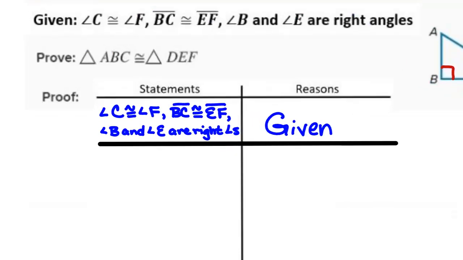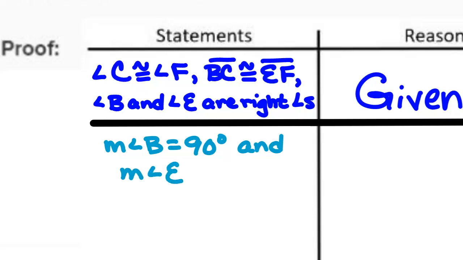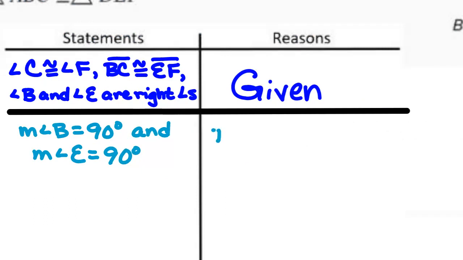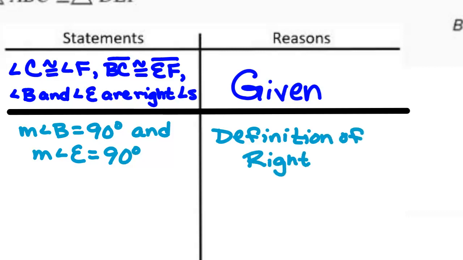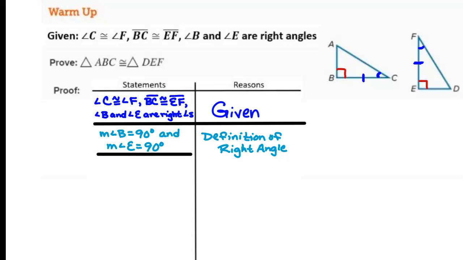How big are right angles? 90 degrees. So the measurement of angle B is 90 degrees. And the measurement of angle E is also 90 degrees. That is the definition of right angles. There's my second step.